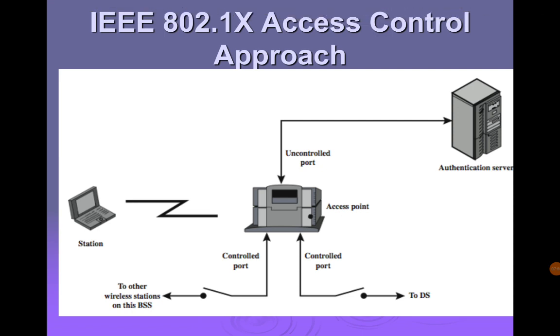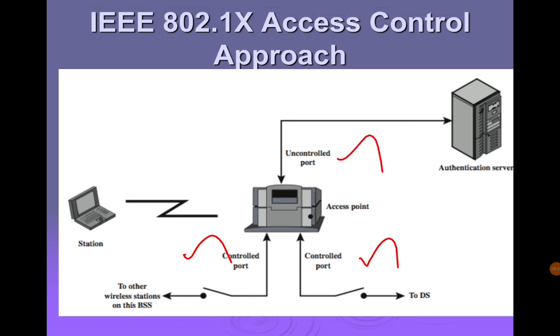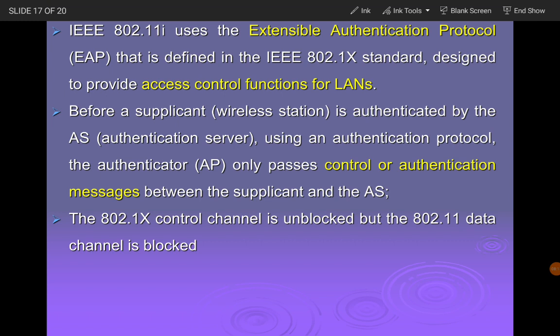Then we move on to the IEEE 802.1X access control approach. Here we have two concepts, controlled port and uncontrolled port. IEEE 802.11i uses EAP, that is Extensible Authentication Protocol, which is mainly used to provide access control functions. The supplicant is nothing but a wireless station. Once the supplicant is authenticated by the authentication server, you can use any authentication protocol for authentication.